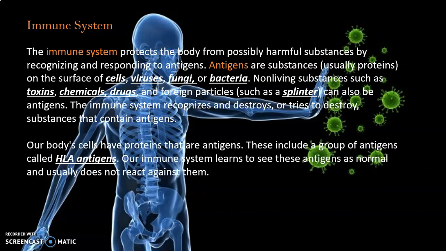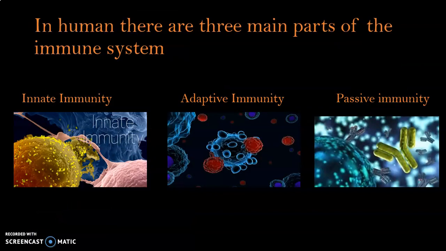Our body cells have proteins that are antigens. These include a group of antigens called HLA antigens. Our immune system learns to see these antigens as normal and usually does not react against them. In the human, there are three main parts of the immune system. The first is the innate immunity, the second is adaptive immunity, and also the passive immunity.